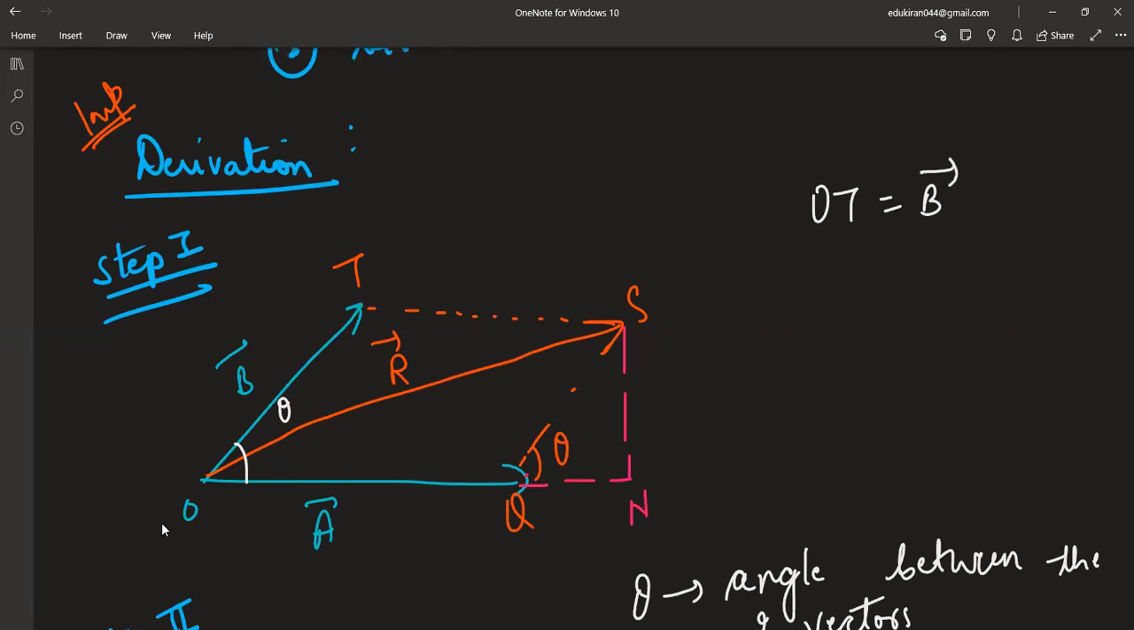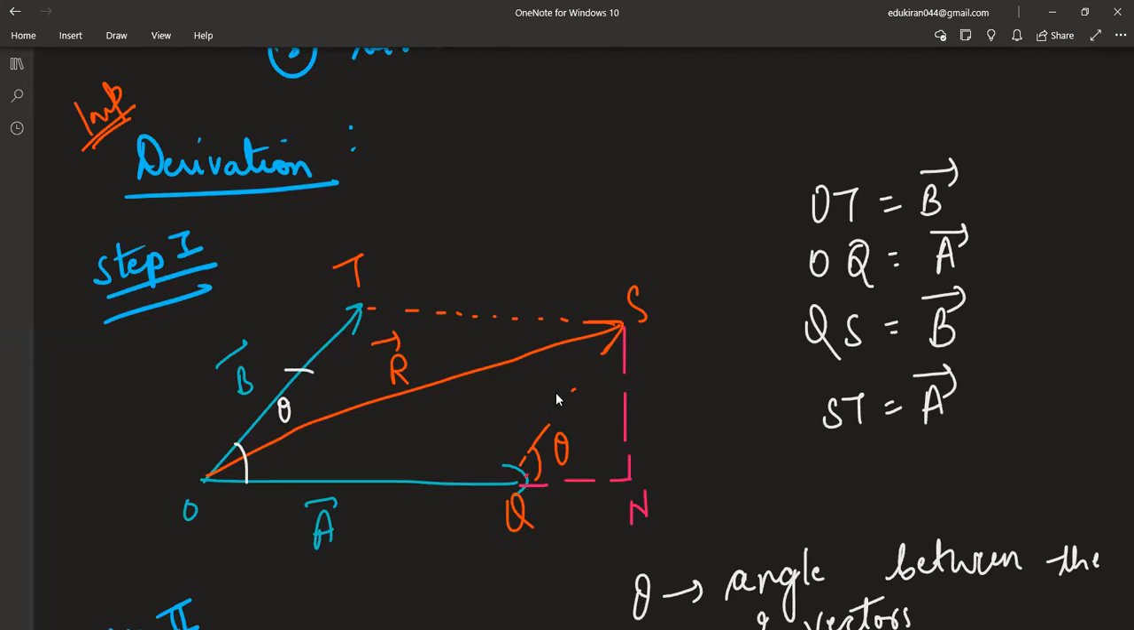Now coming to OQ. OQ is the vector A. Now QS is exactly parallel to OT, so QS will also be vector B only. And ST is also vector A only because they are parallel. This is what we have studied: this side and this side are parallel, and these two sides are parallel. And theta is the angle between the vectors.